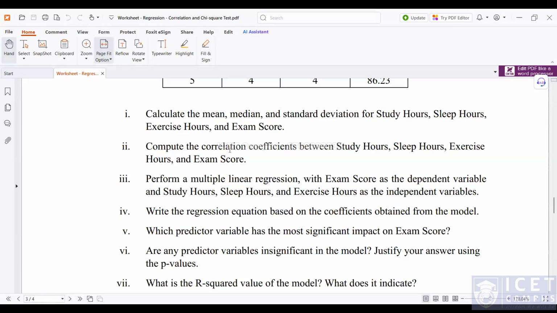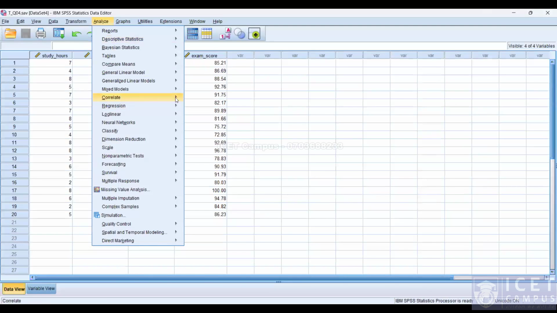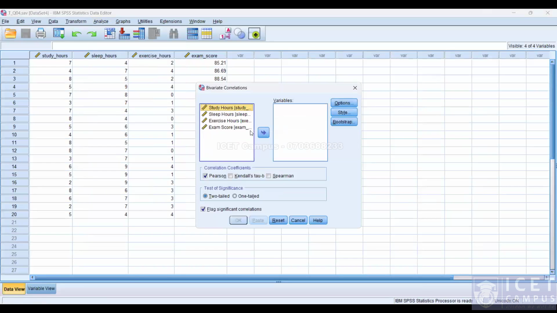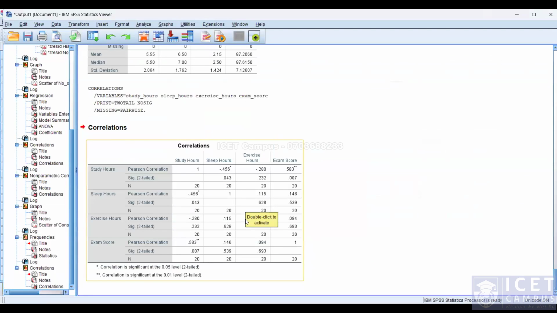Compute the correlation coefficients between study hours, sleep hours, exercise hours, the exam score. For each and every four, we have to calculate the correlation coefficient. Then we can go analyze, correlate, bivariate. So we can have this all. These are the correlations.